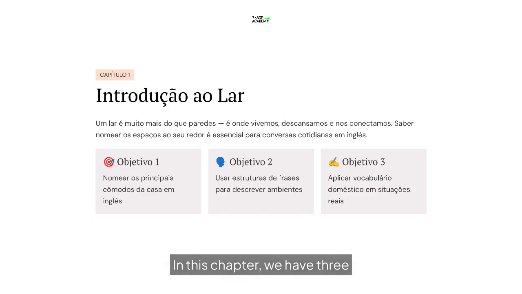In this chapter, we have 3 key objectives to focus on. The first goal is to name the main rooms in the house in English. This is fundamental because knowing the vocabulary allows us to communicate effectively about our living spaces. When you can say kitchen, living room, and bedroom, you're already on your way to expressing yourself better.